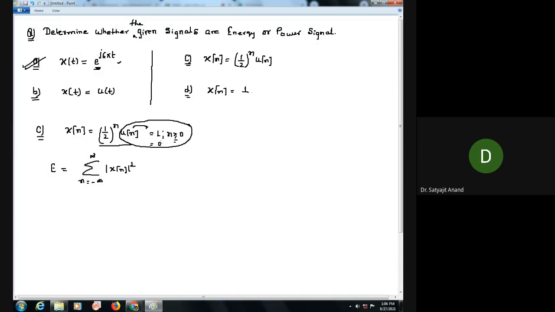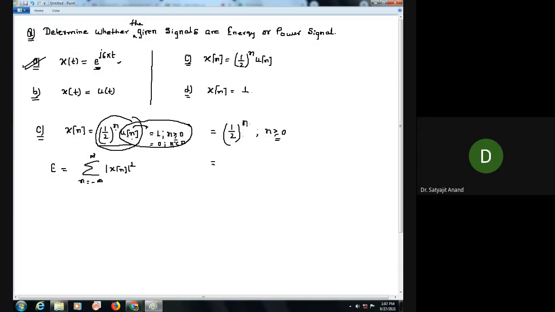This is 0 when n is negative, means when time is negative, means minus infinity to minus 1. This function will give you 0, no? If u[n] is 0, then (1/2)^n into 0 gives you 0. So simply I can say this function will be non-zero, means (1/2)^n, when discrete time n is greater than or equal to 0. That is the meaning. So when n is greater than or equal to 0, u[n] will give you 1.